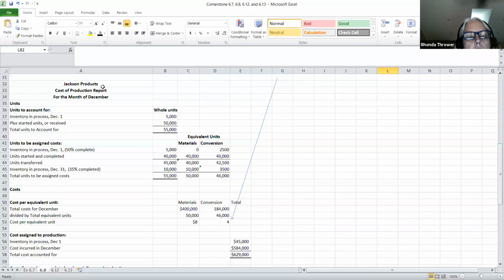So in the cost of production report, break it down into two parts. The first part is the units part. The second part is going to be the cost part. The units part is what we did in the last problem. So I've got it set up very similar to what you did in the last problem. That's what I mean by if you learn these steps right here, you can almost solve any problem that we're going to be looking at in this chapter with the FIFO method, because this is how you do it with the FIFO method.